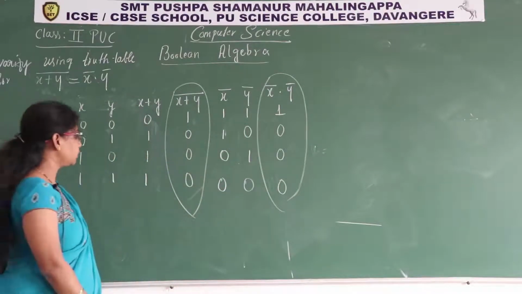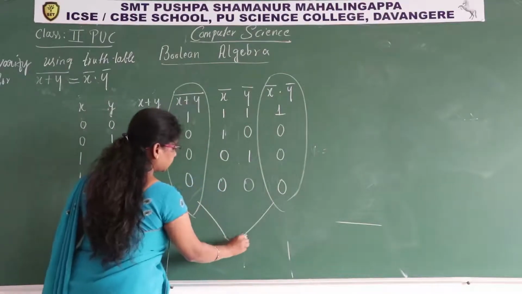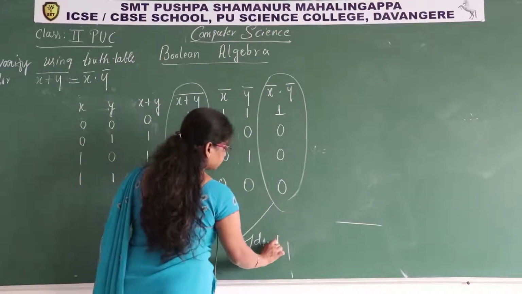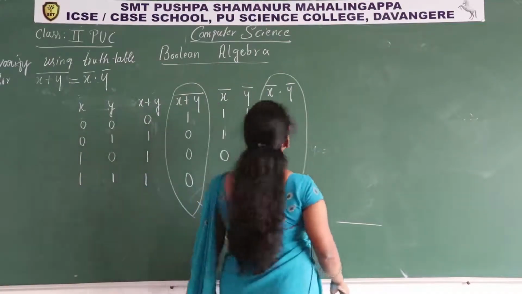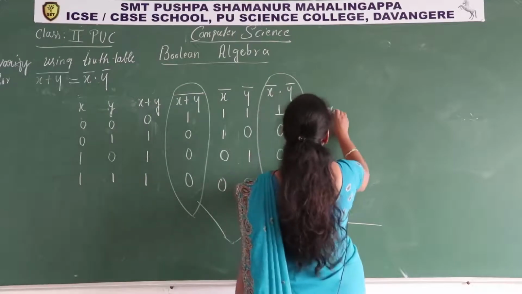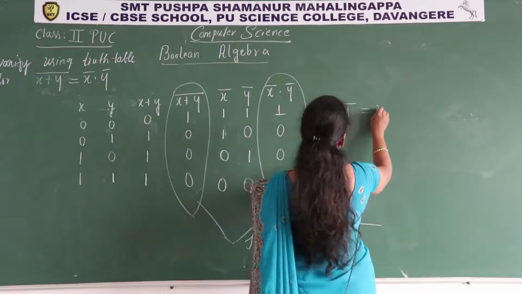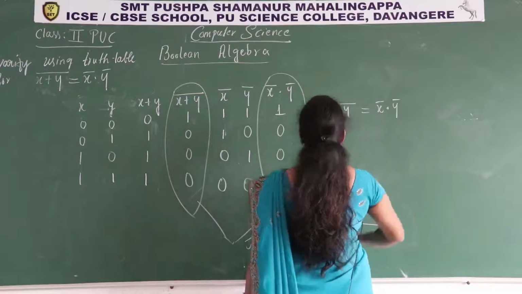Then we can say these two columns are identical. Therefore, x plus y whole bar is equal to x bar dot y bar.